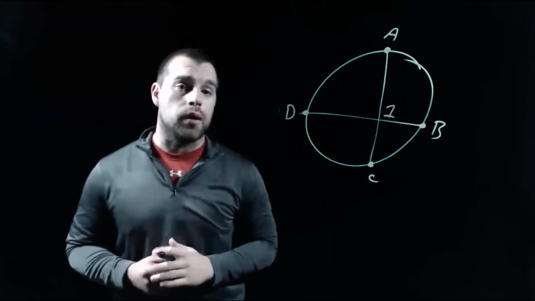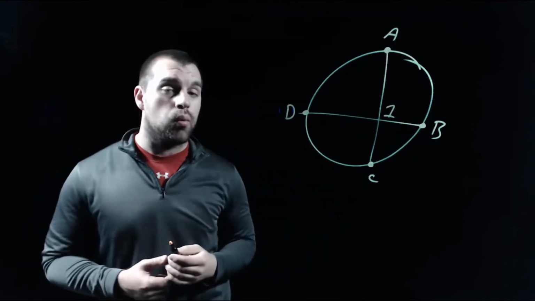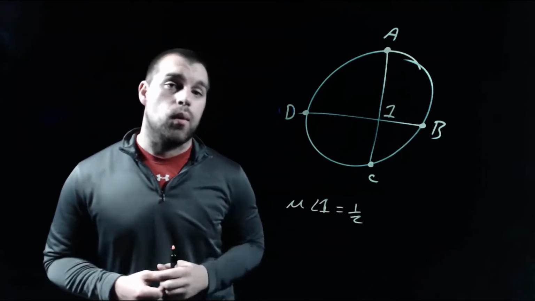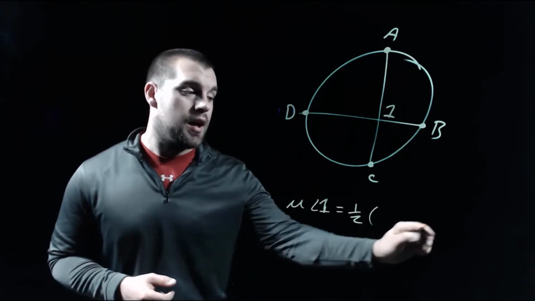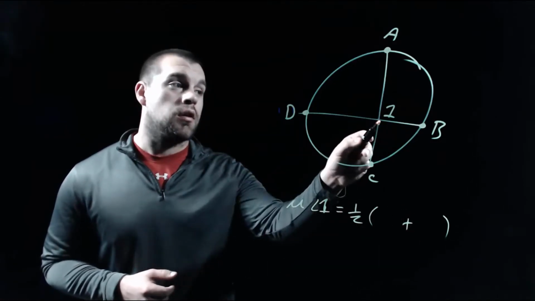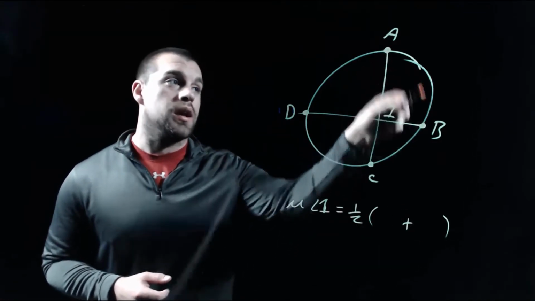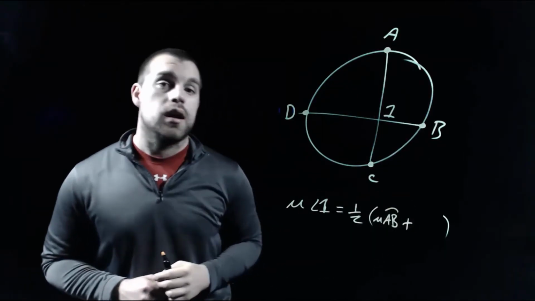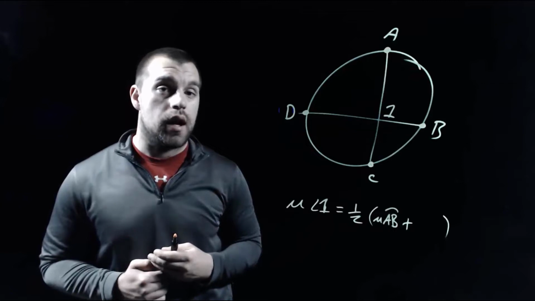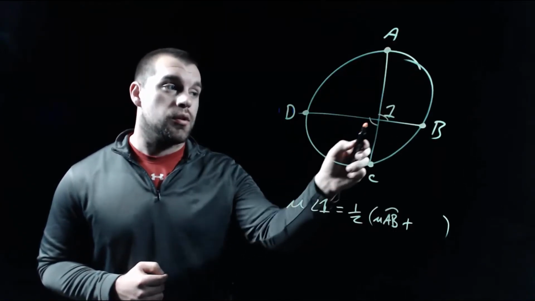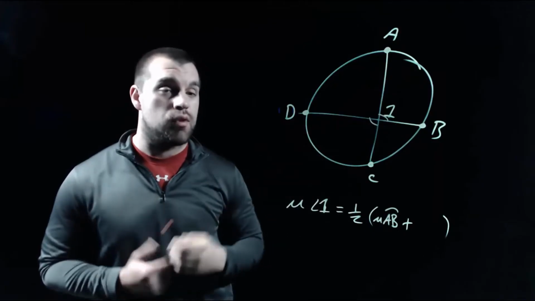So let's first look at angle 1. If we want to find the measure of angle 1, then what we're going to do is 1/2 times the sum, so we're going to do a little adding, of the arc that it intercepts. So angle 1 intercepts the arc that runs from A to B, and the arc that its vertical angle intercepts. So the vertical angle would be down here, so that angle intercepts the arc that runs from D to C.